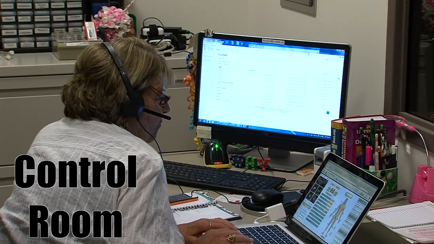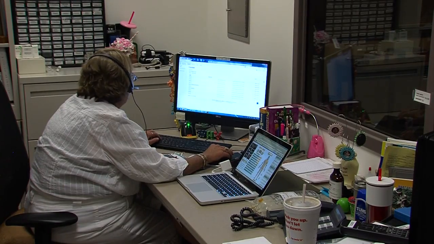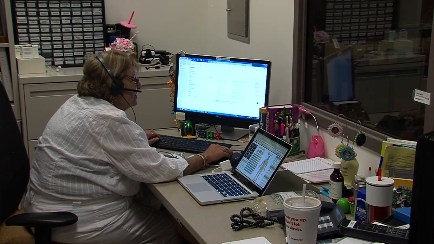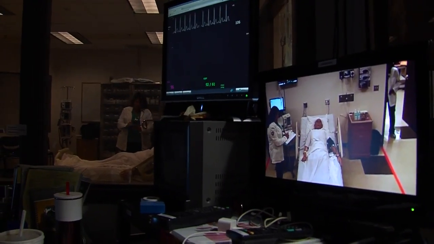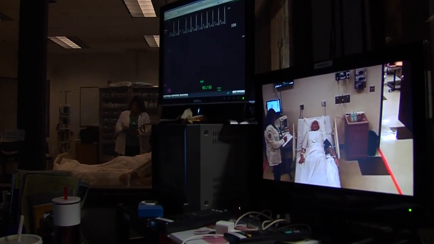Control room. For every simulation, there is a controller. The controller is a health profession employee with significant healthcare experience. Usually the controller sits in a room adjacent to the simulation lab, but may sometimes be present at the patient's bedside, controlling the simulator's functions through a tablet device.